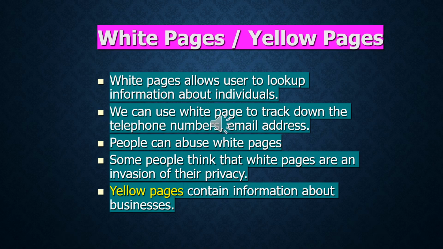White pages and yellow pages. White pages allow users to look up information about individuals. We can use white pages to track down the telephone numbers and email addresses of people. People can abuse white pages, so that's why some people think that white pages are an invasion of their privacy, while yellow pages contain information about businesses. So whenever you are looking for particular information about businesses, you can look for it using yellow pages.